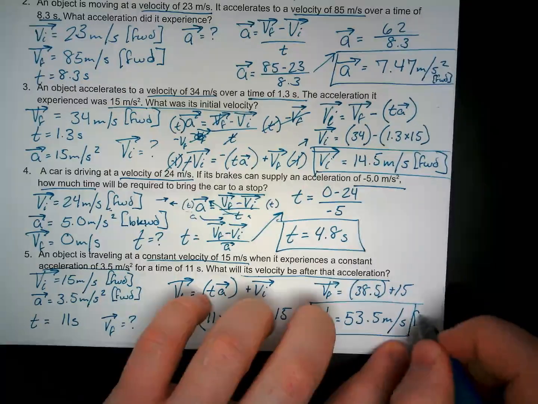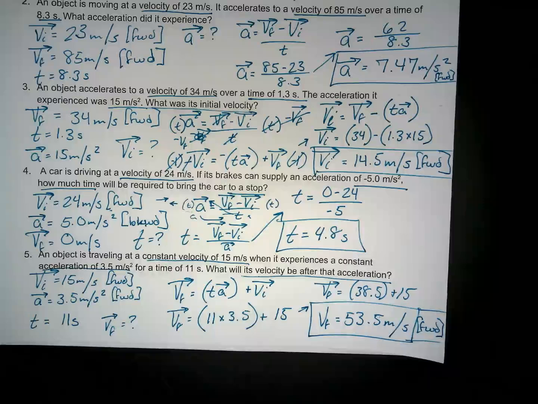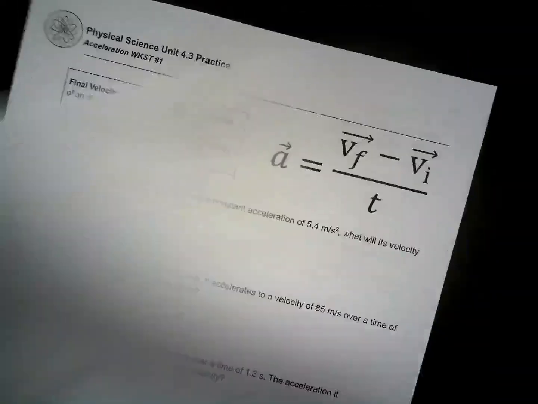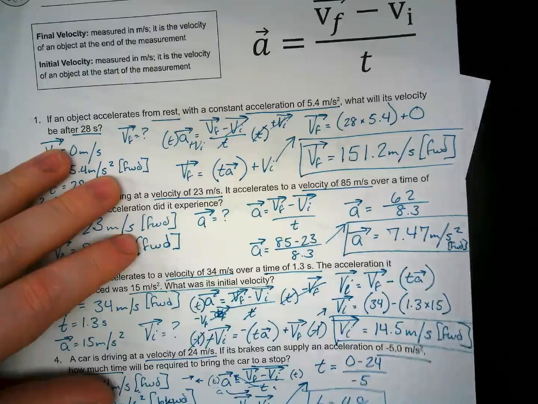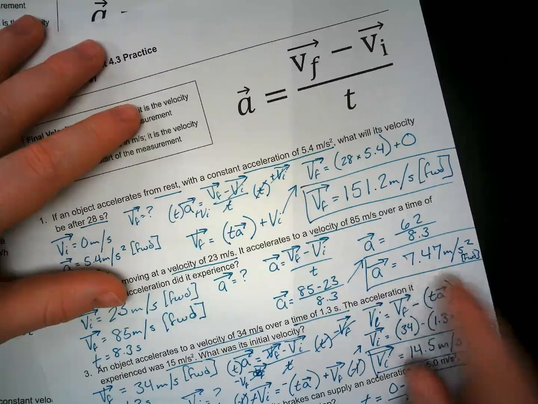I forgot to put forward. Okay, and that is it. Now, a quick double check. Yep, 53.5 meters per second forward. Good. 4.8 seconds. Good. 14.5 meters per second forward. Perfect. 7.47 meters per second squared forward for number 2. Perfect. Okay, so it's really not that bad.